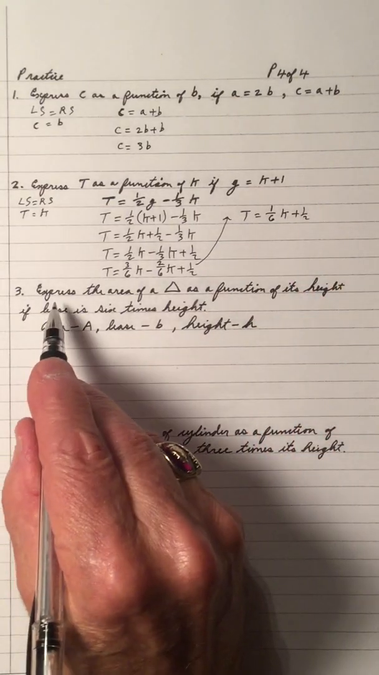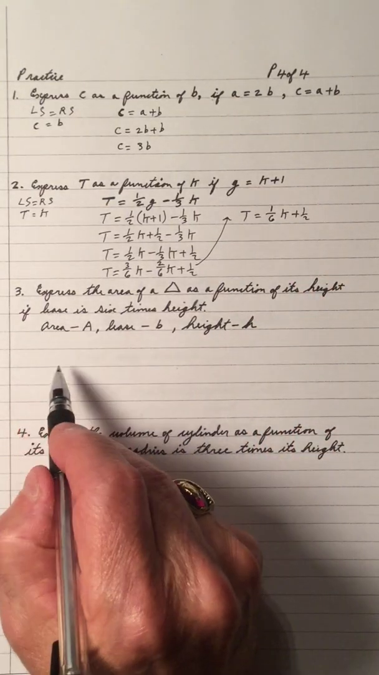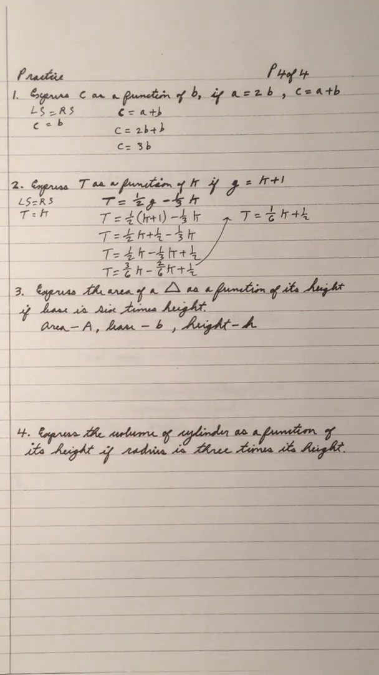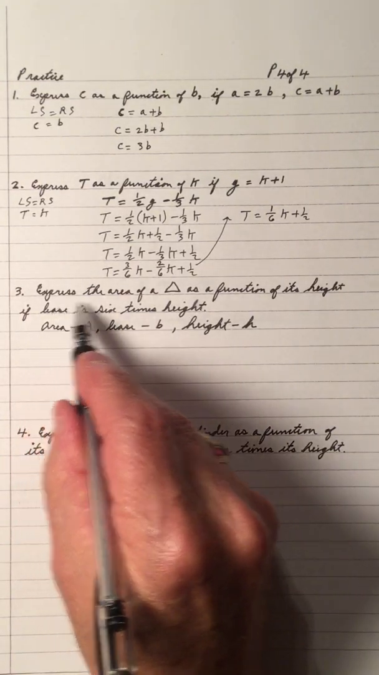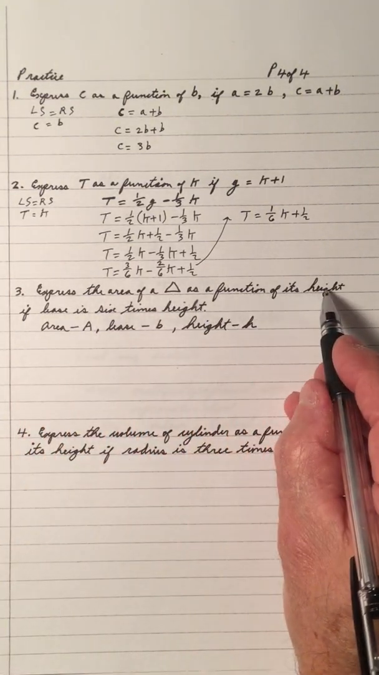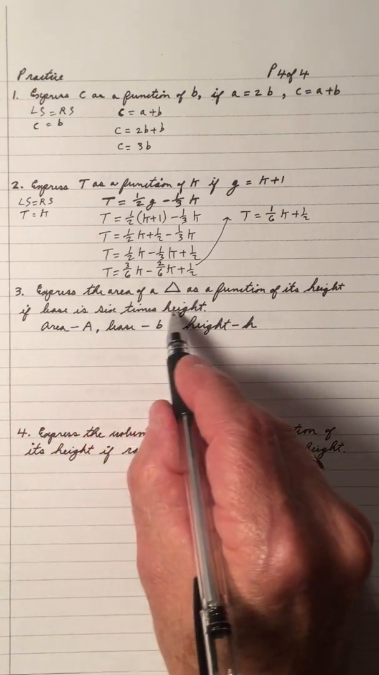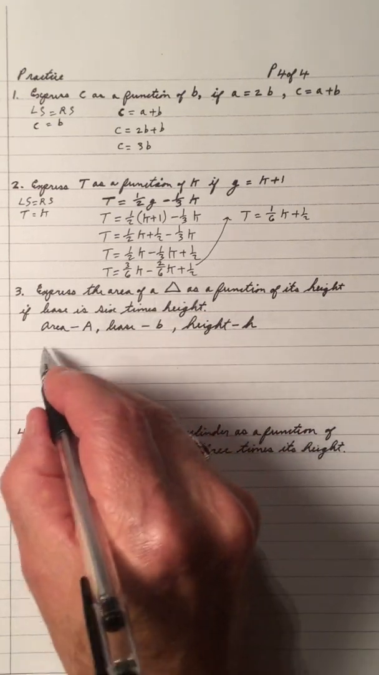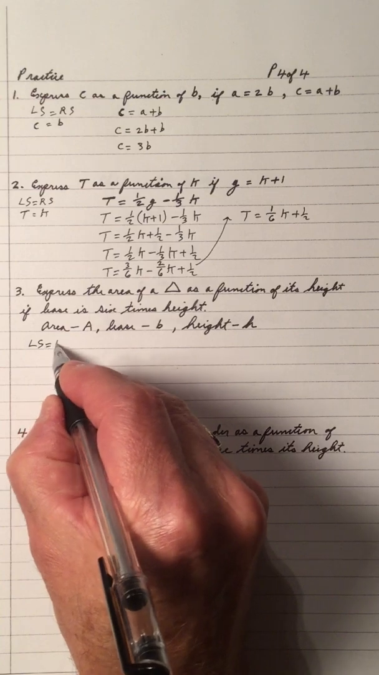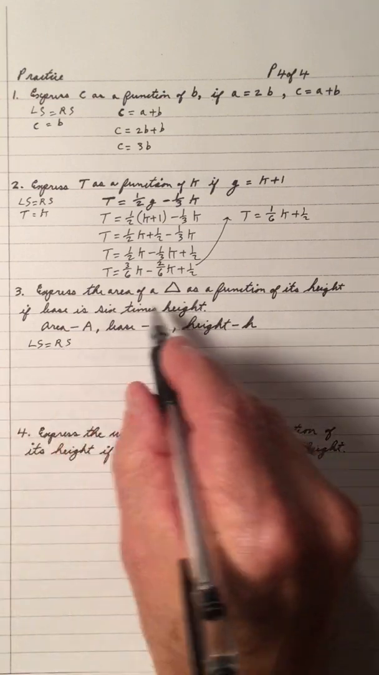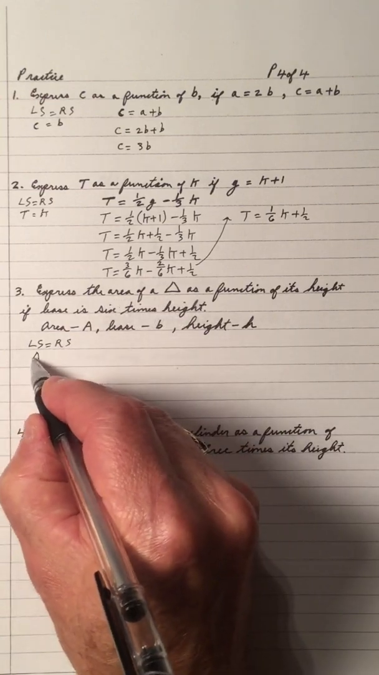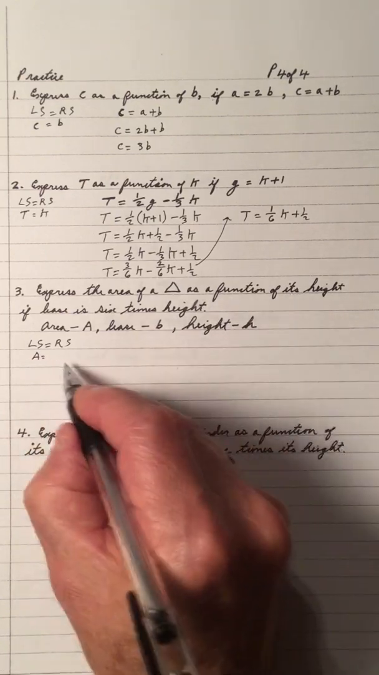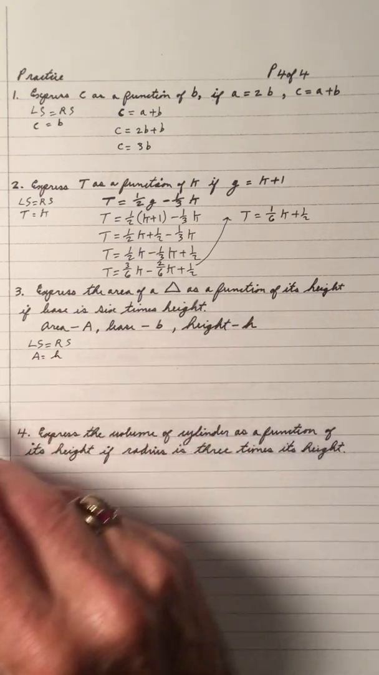This part, let's do another one. Work this one out. Pause the video. Make sure you're doing okay. Express the area of a triangle as a function of its height if the base is 6 times the height. Okay, left and right side. Express the area, which is A, as a function of H, height.